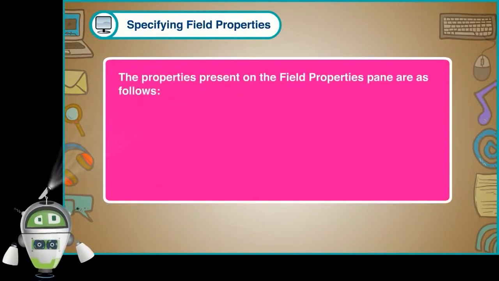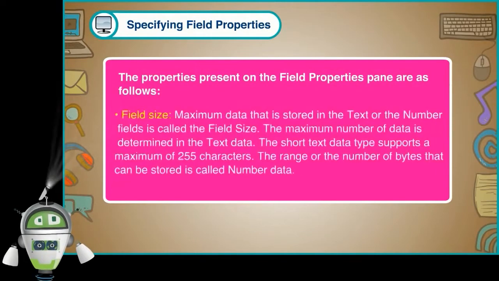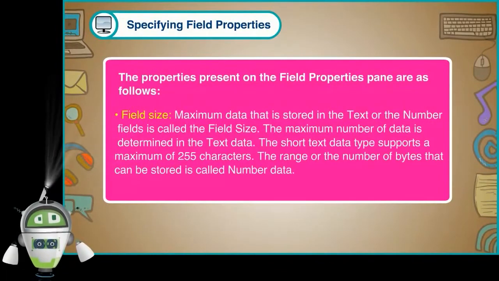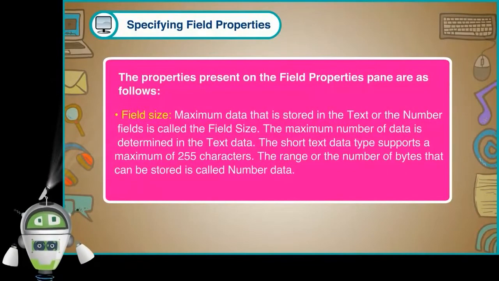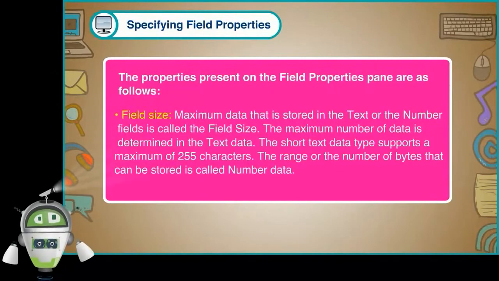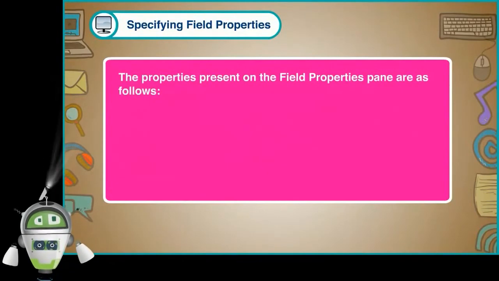The properties present on the Field Properties pane are as follows. Field size. Maximum data that is stored in the text or the number fields is called the field size. The maximum number of characters is determined in the text data. The short text data type supports a maximum of 255 characters. The range or the number of bytes that can be stored is determined in the number data.